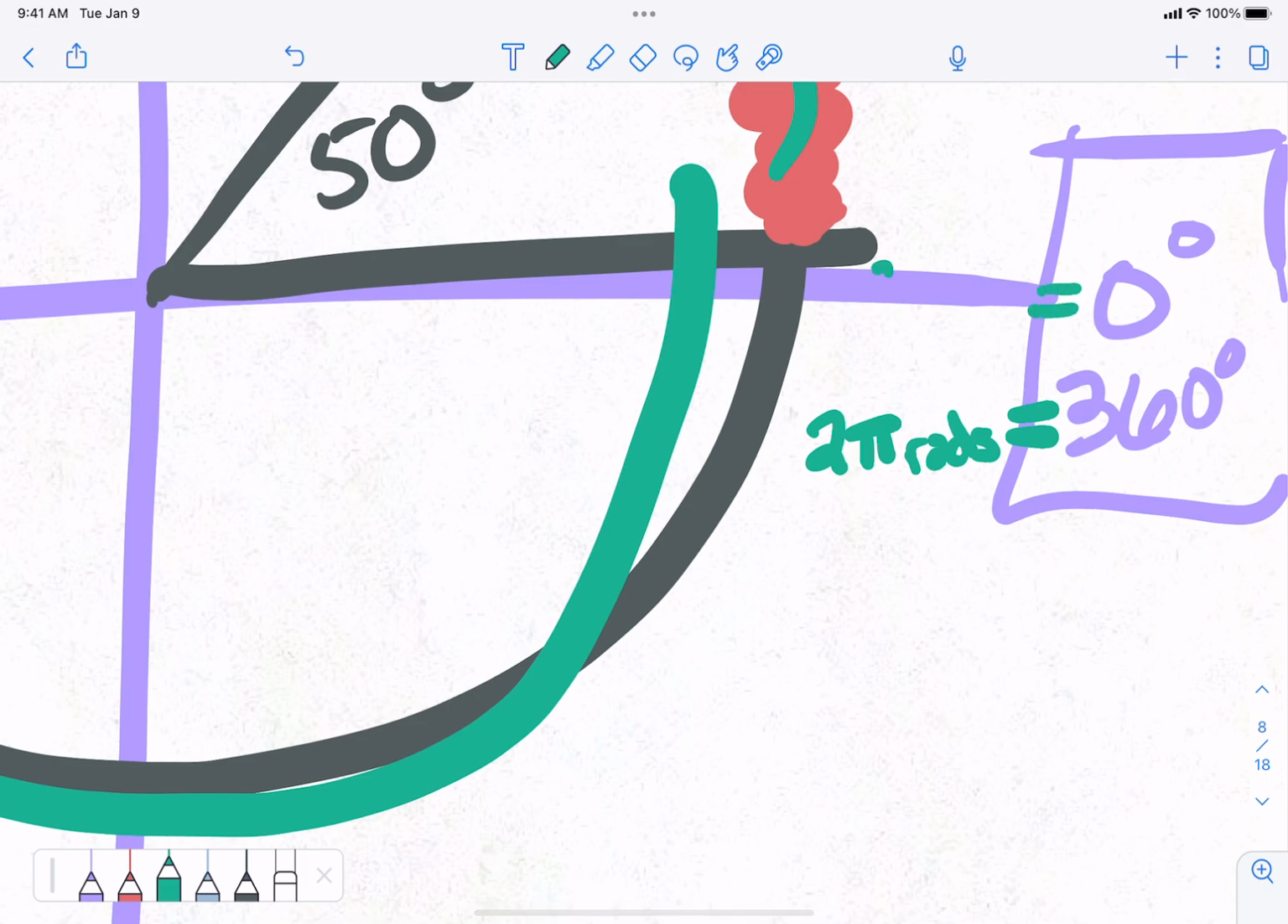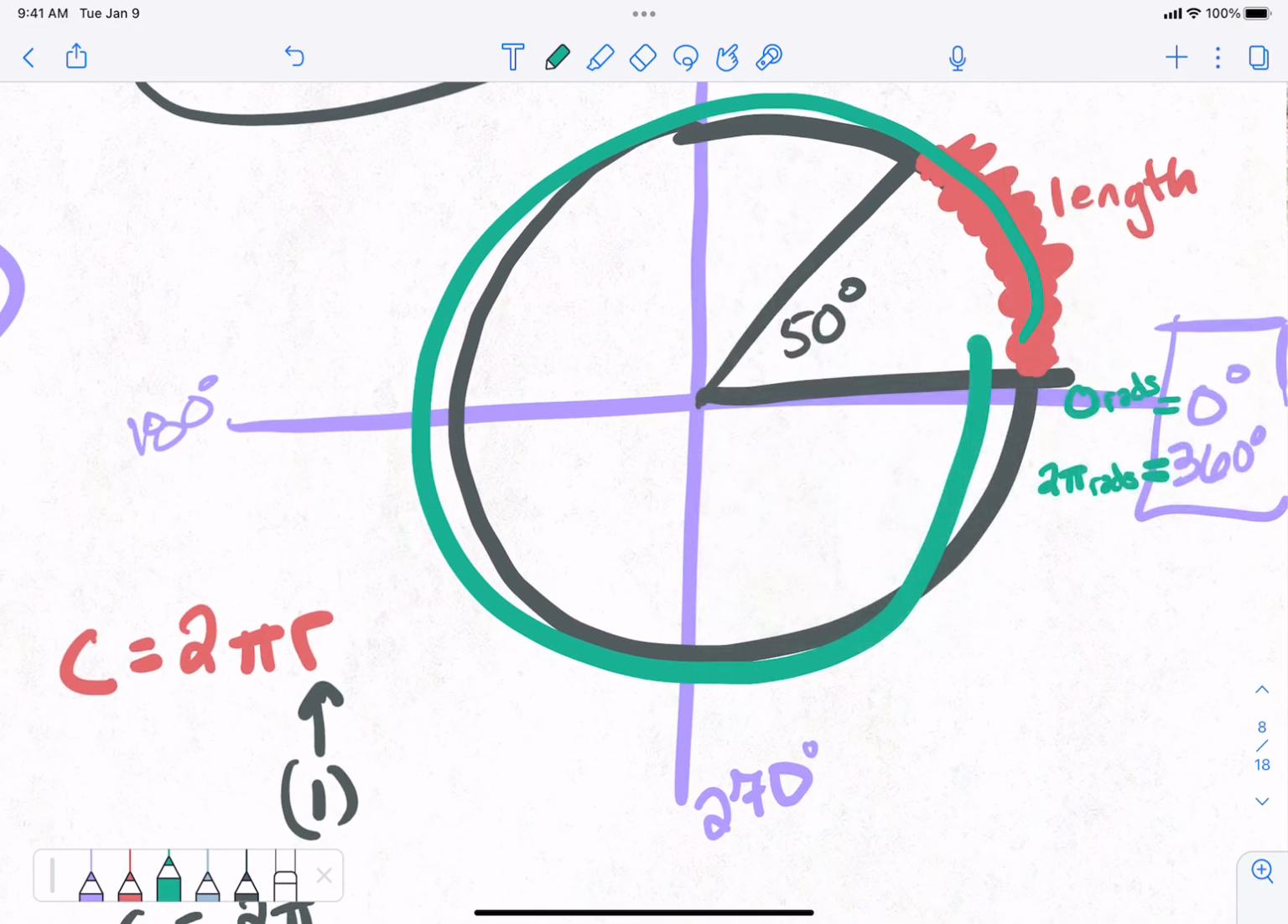0 degrees would just be 0 radians. That's kind of unexciting, okay? But 2 pi is the same thing as 360. 2 pi radians is equivalent to 360 degrees. Kind of like there's 2.54 centimeters in an inch, right? It's just like the conversion. 2 pi radians is 360. Okay, now let's go ahead and fill all the other stuff in.